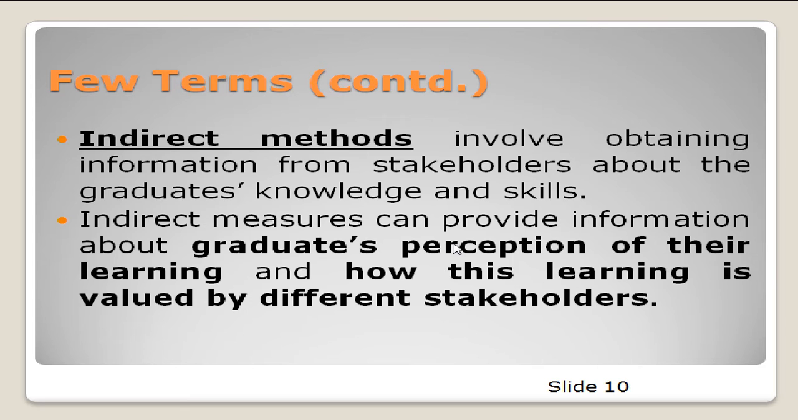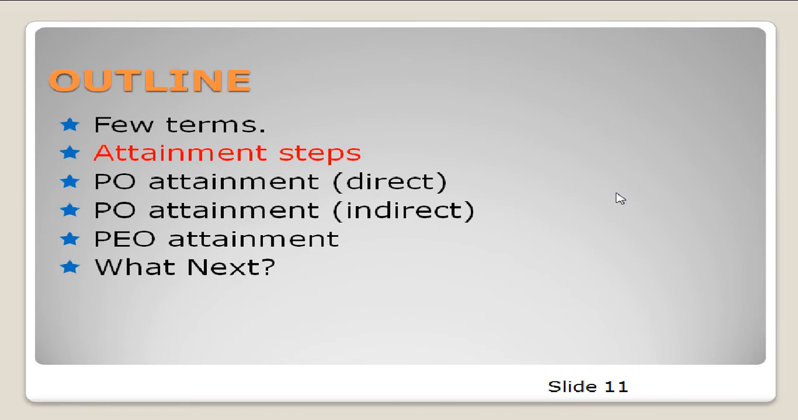When we talk of assessment of program outcomes or program educational objectives, we need to see how these are perceived by somebody outside the institution, a stakeholder outside the institution. That stakeholder can include the employer, maybe the parents, maybe the society in general. This is equally important. We'll try to touch upon direct and indirect methods in this presentation.